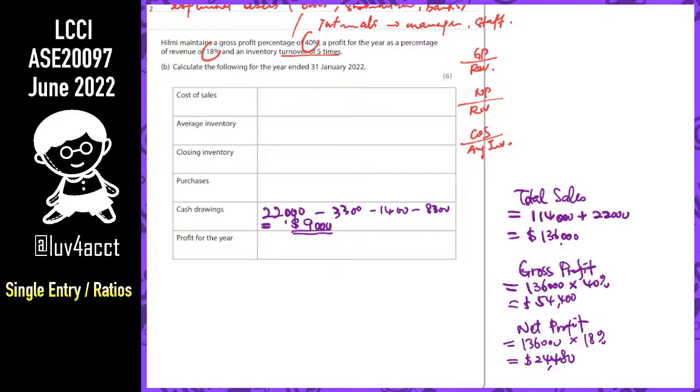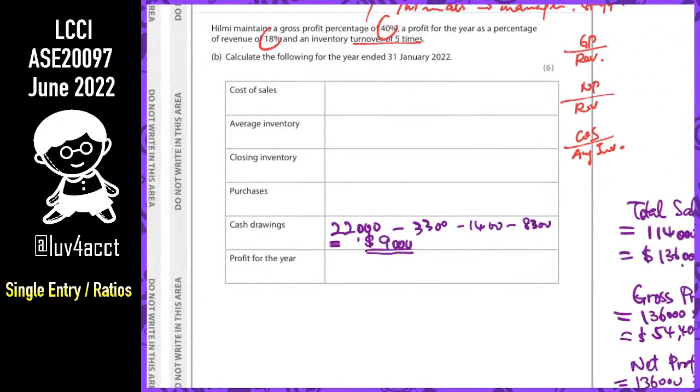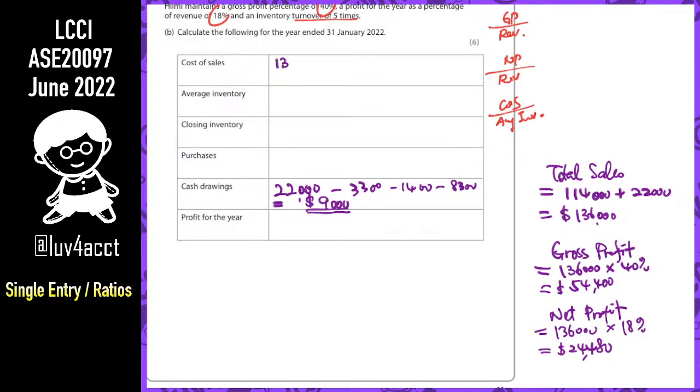Cost of sales would be total sales, 136,000 minus 54,400, or you can use 136,000 multiplied by 1 minus 40%. Okay, the same. So it is 81,600. Good.